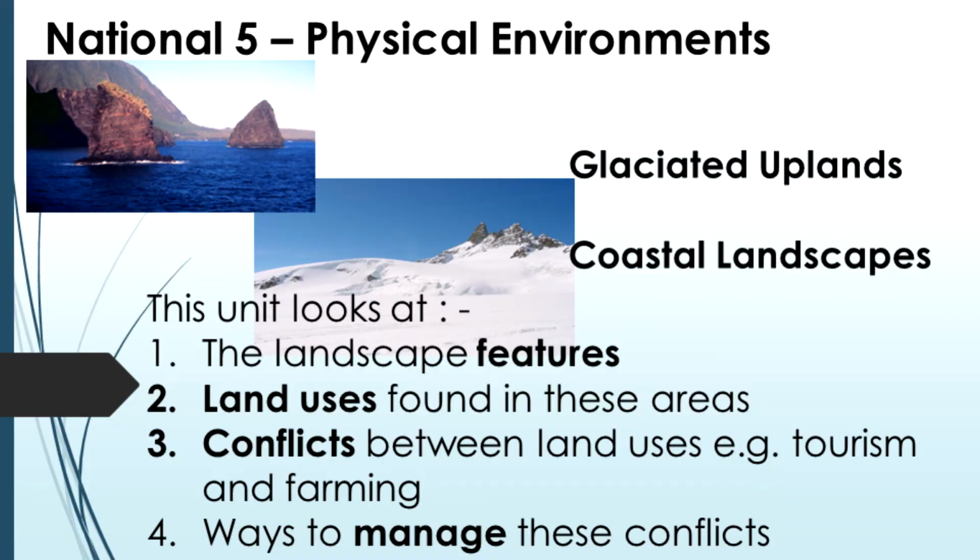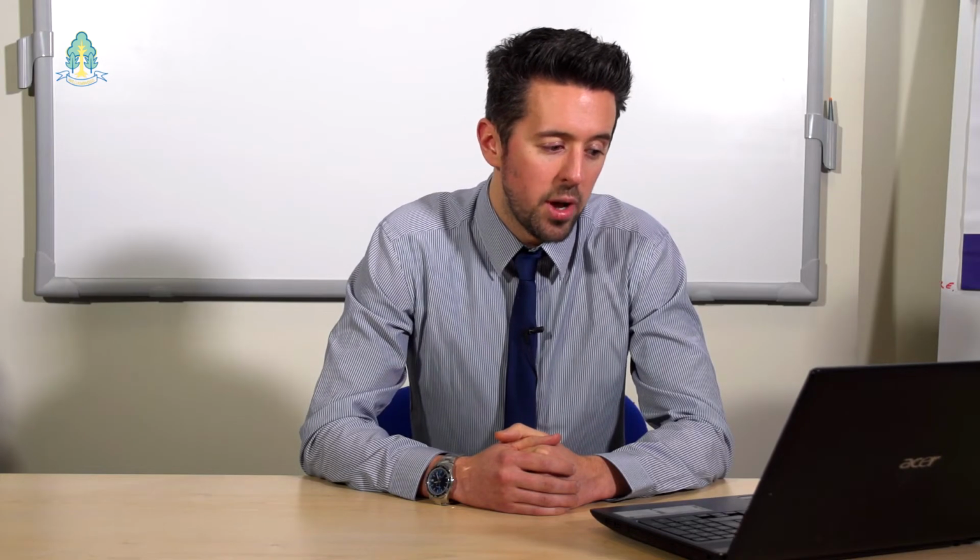More specifically, within the physical environments topic, your son or daughter will be expected to answer questions on either the glaciated upland section or the coastal landscape section. Within this unit, the pupils are expected to know different landscape features and how these features are formed, different land uses that tend to be found within these locations, and the conflicts that then arise between these land uses, and then ways to manage these conflicts.